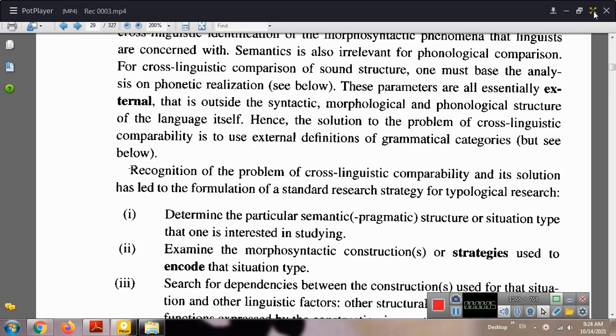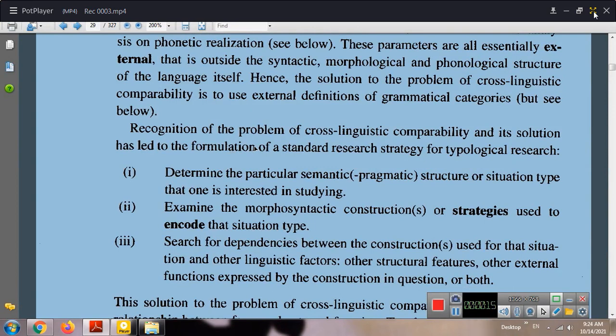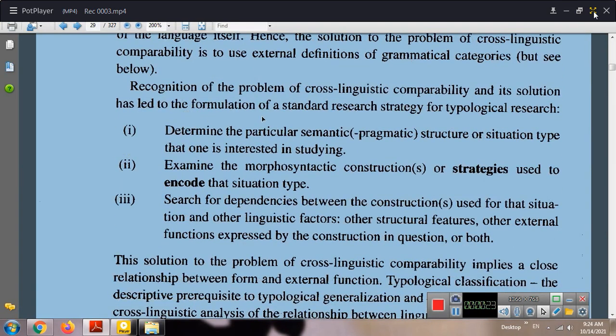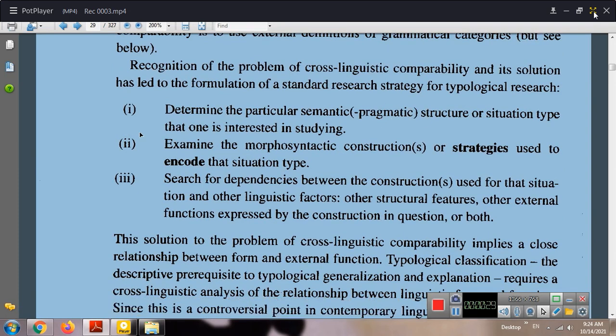We want to continue our discussion about the problem of cross-linguistic typology. Recognition of the problem of cross-linguistic comparability and its solution has led to the formulation of a standard research strategy for typological research.